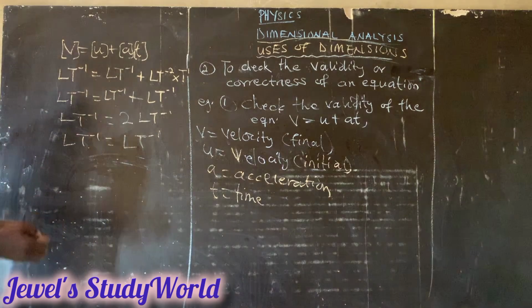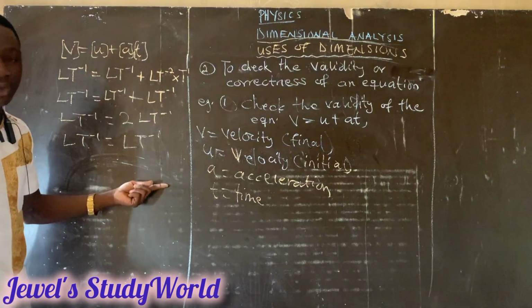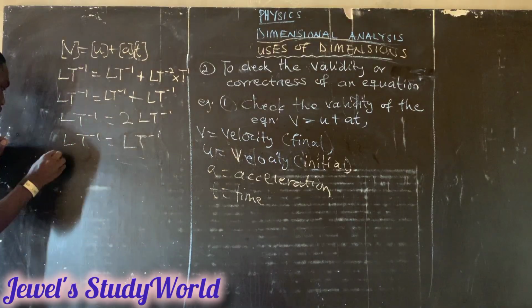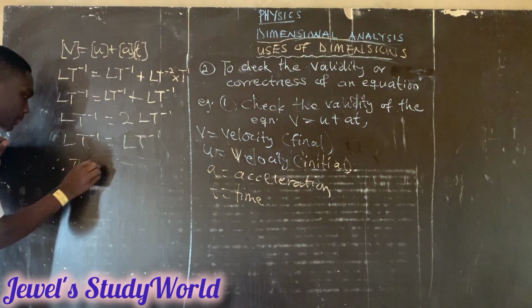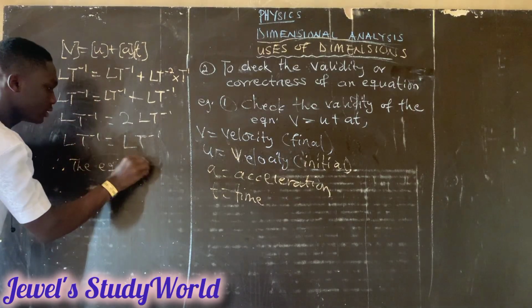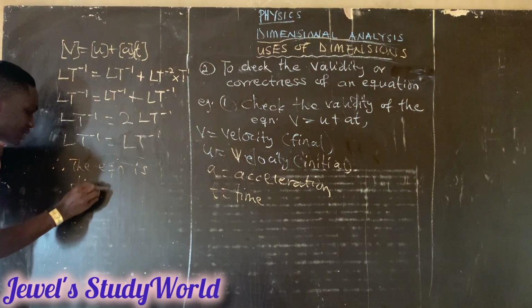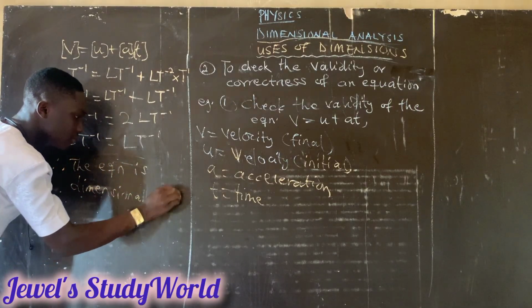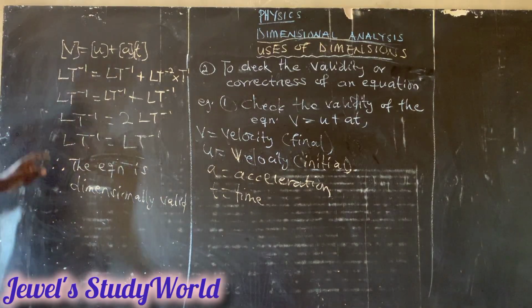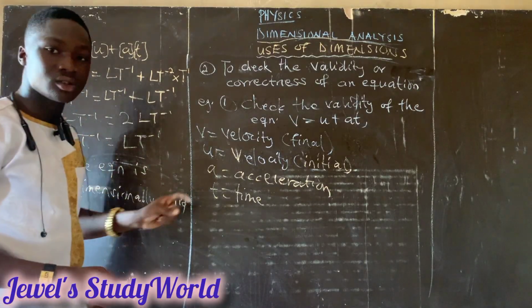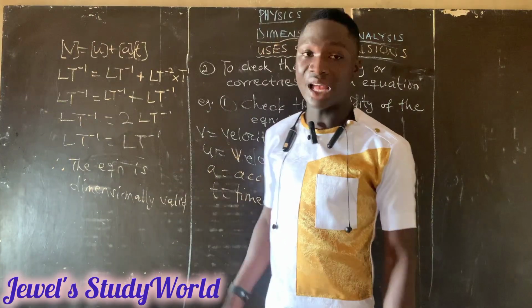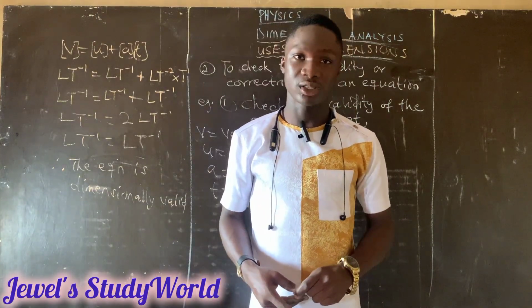So since the dimension on both sides of the equation is the same, the equation is what? Dimensionally valid. So therefore, the equation is dimensionally valid. Since the dimension on both sides of the equation is the same, the equation becomes dimensionally valid. Let's see our next question.